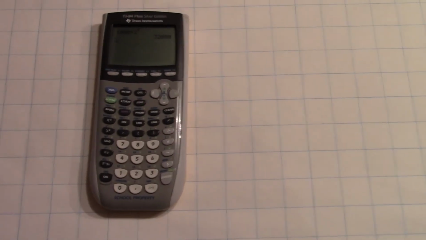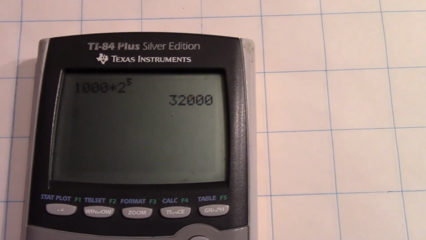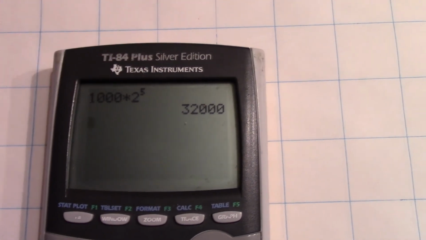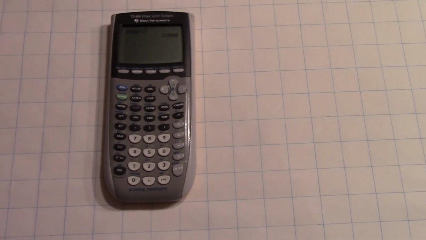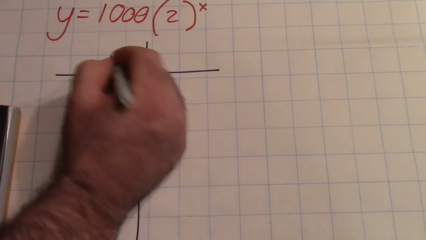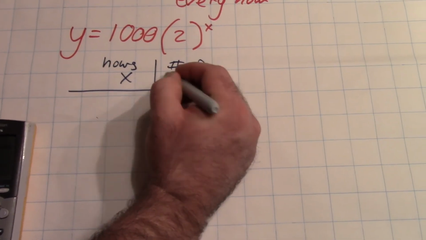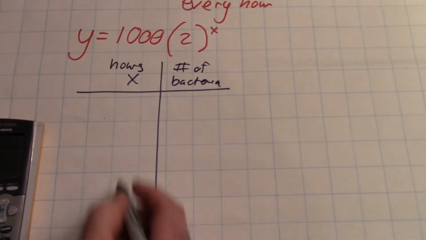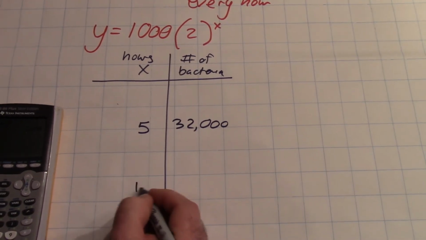Yeah, that's good. Because remember, we started with 1,000 and it's up to 32,000. Only took 5 hours. A lot of people look at the 2 and the 5 and they see a 10. They'll say, oh, it's 10,000. But it's actually 32,000, because that's 2 times 2 times 2, 5 times, and then you multiply that by 1,000. So after 5 hours, we can make a table if you want to. A lot of times it's helpful to put in hours and then number of bacteria. So we know after 5, we've got 32,000. Any guesses on how many will be there after 10 hours?